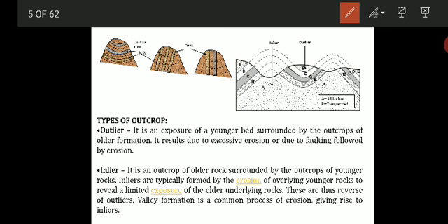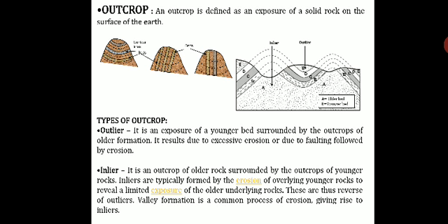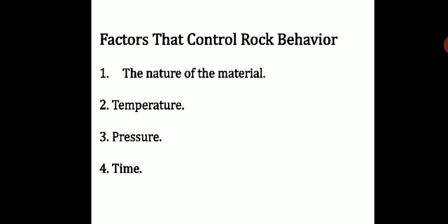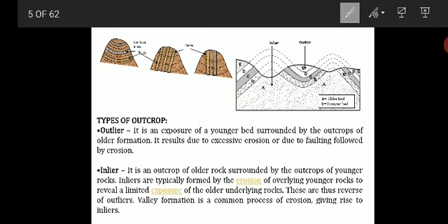Whereas in an outlier you can expect a hill. In a hill, the older bed remains at the bottom and the younger bed is exposed. So the younger bed at the top is called the outlier. So these are the types of outcrops, inlier and outlier.